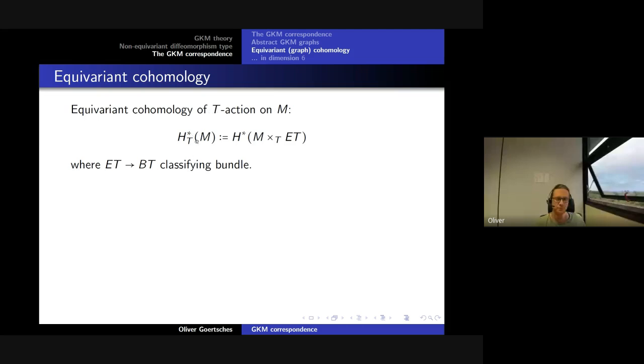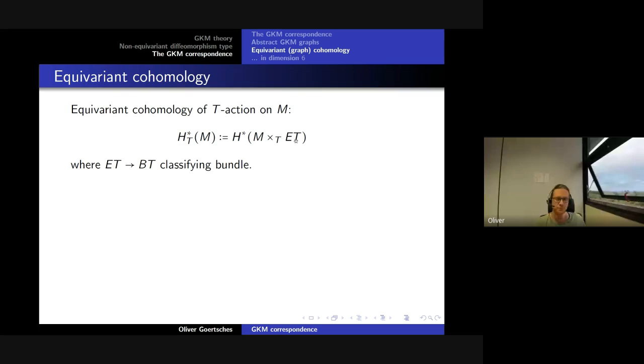And then what does one do in equivariant cohomology? What you do is you replace M by this product here, M times ET, and you look at the diagonal action of the torus. What did you achieve in this way? Because ET is contractible, M times ET is just homotopy equivalent to M. So you replaced M by a homotopy equivalent space, and you replace the action by a free action because T acts freely on ET.